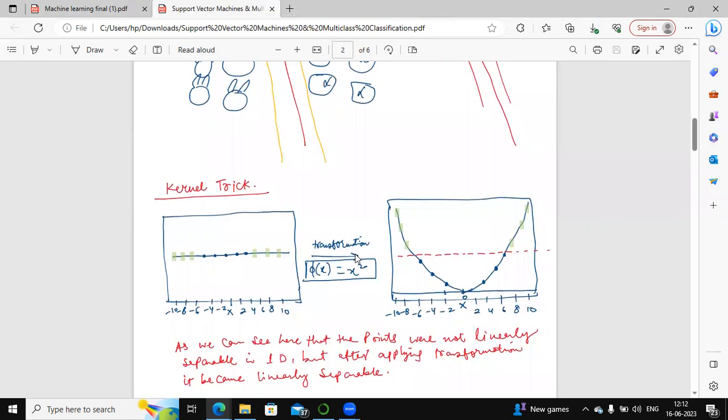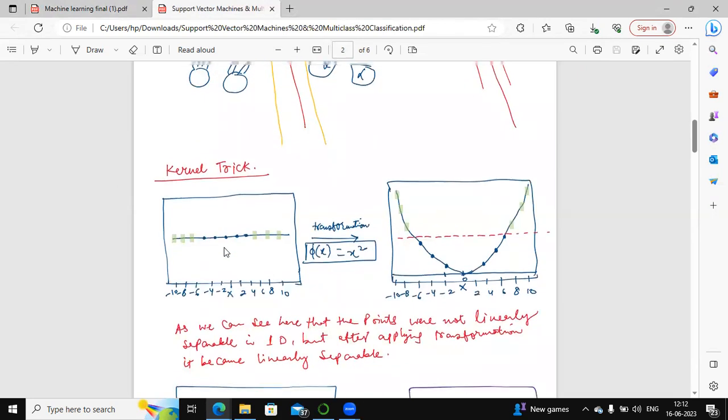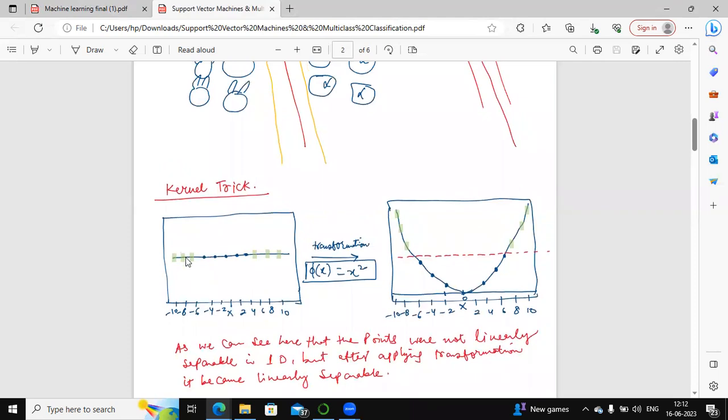So now let's come to the kernel trick that we discussed in our machine learning PDF. You can see that these points belong to the green class and these points belong to the dot class, I will call it. We want to separate this green class from this dot class. So what can we do? We have an x. The transformation I will do is phi of x equals x square. So we get a parabola kind of shape.